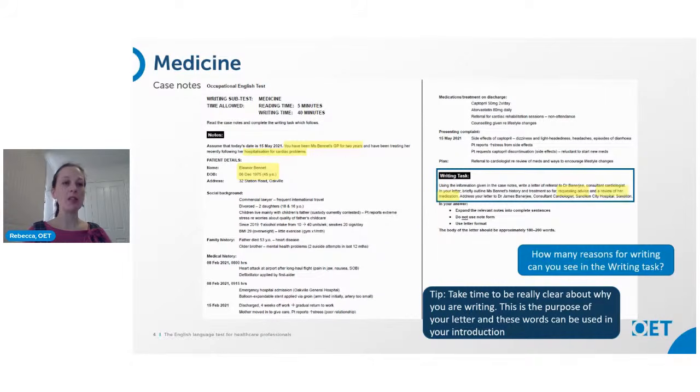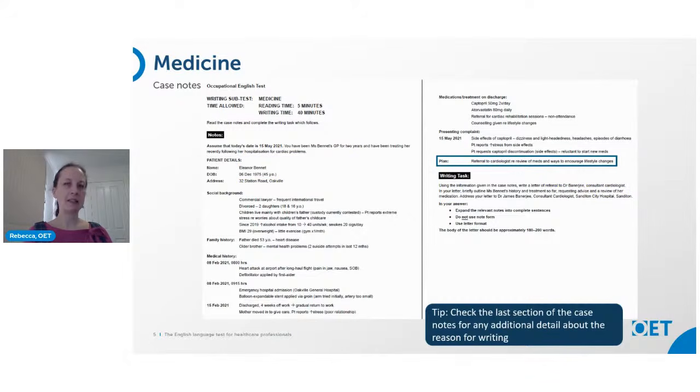It's so important to get that right for the start of your letter. It's also a good idea to check the last set of case notes to see if there's any additional detail provided about the reason for writing. So look on the screen now and look at the line with the heading Plan. And then type into the chat in Facebook or YouTube any additional detail you feel is relevant to the reason for writing from that line of case notes.